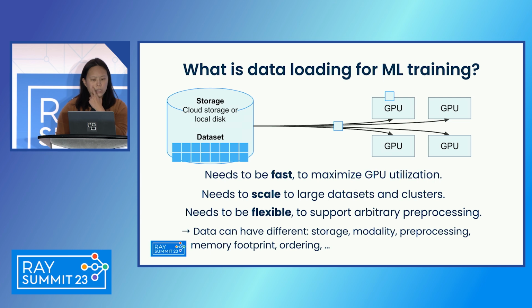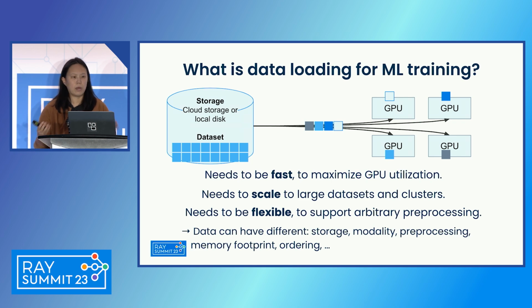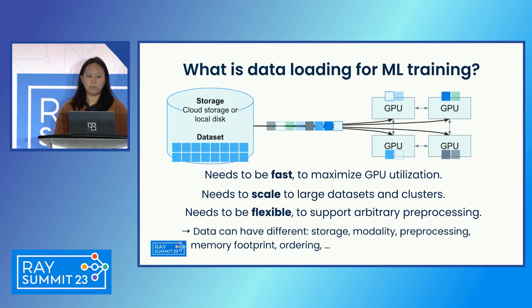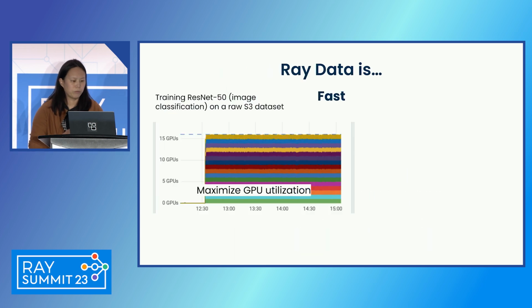So what that looks like here, putting this all together, is that as these batches of data get processed, we want to load them into the GPU trainers as quickly as possible, and also balance the data across the trainers. And in the background, we want to continue loading more data into memory while these GPUs are training. So let's take a look at how Ray Data can meet some of the goals in this workload.